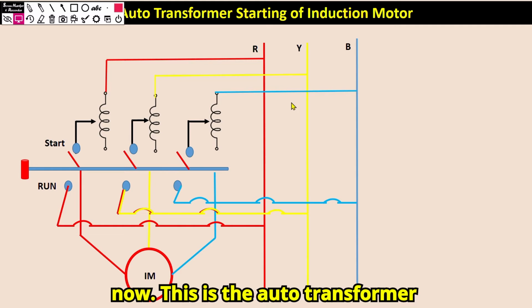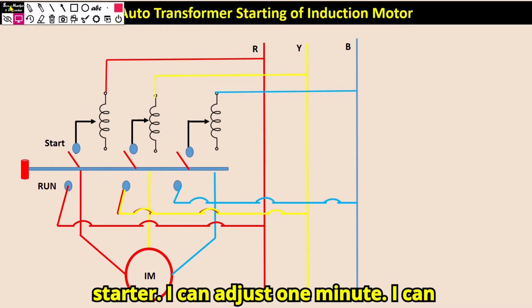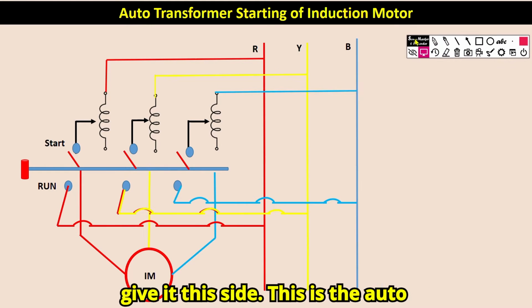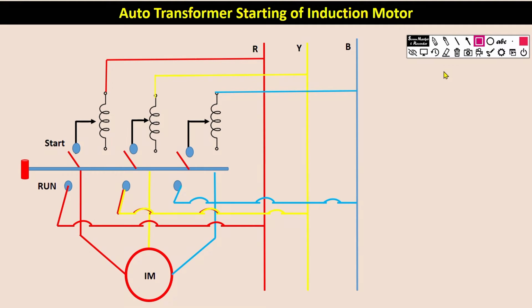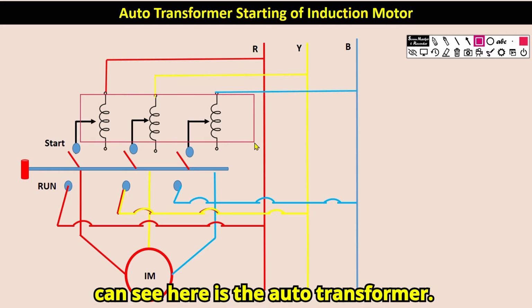Now this is the auto transformer starter. I can adjust one minute, or I can keep it this side. This is the auto transformer starter. This is the auto transformer. Here you can see, here is the auto transformer.